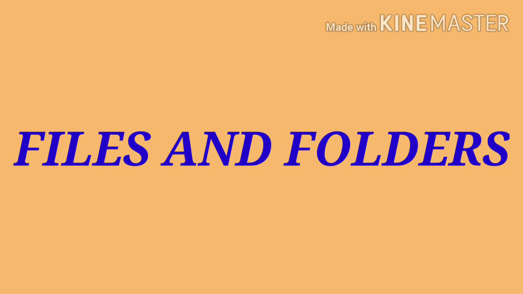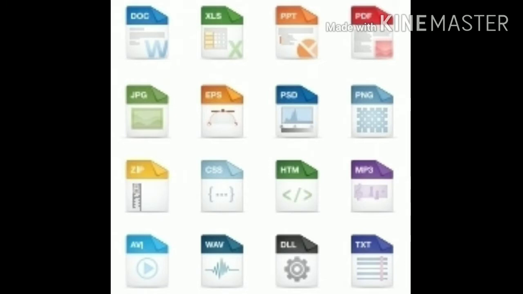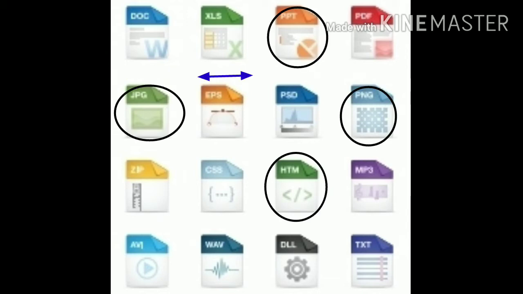Next concept is files and folders. What do you mean by file? File is a resource for storing information. That is, the output we get from any application is called a file. Each of these images represents a specific application. First one represents the document. Next one is XLS, that is Excel file, and PPT file, that is presentation, JPG file, that is image file, HTML file, PDF and so on.